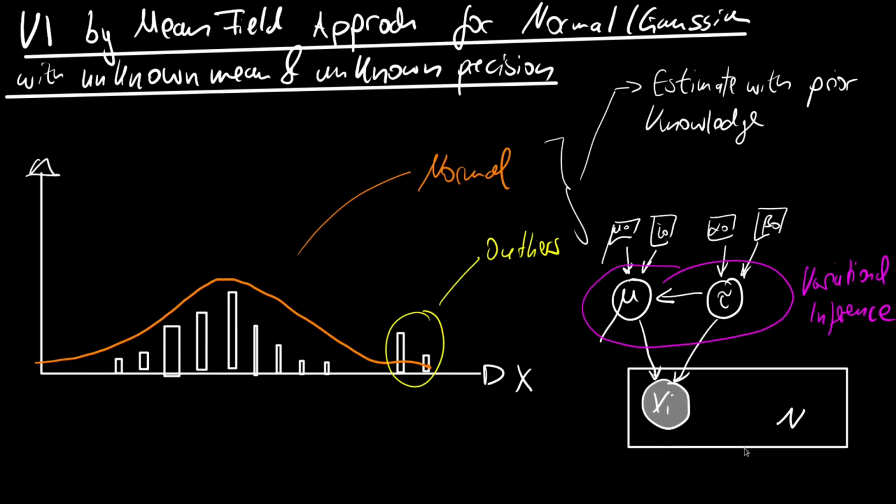As said in the intro, we want to use variational inference by the mean field approach in order to find the posterior over the latent mu and tau for the precision of some normally distributed data. And this directed graphical model is derived from our idea where we found the true posterior.